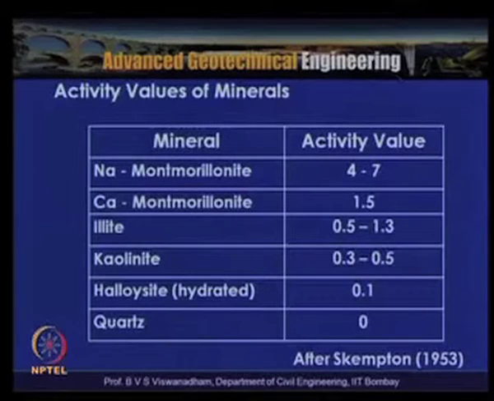In this table, different activity values of minerals are given. The sodium montmorillonite can have activity values in the range of 4 to 7. Calcium montmorillonite can have an activity value up to 1.5. Illite has 0.5 to 1.3. Kaolinite will have a low value of 0.3 to 0.5. Halloysite hydrated can have 0.1, and quartz activity value is 0. So, the activity value of a sand, for example, which predominantly has quartz, can be 0. The activity value of minerals like sodium montmorillonite is very high, and when it comes to illite, it is 0.5 to 1.3, and then kaolinite 0.3 to 0.5.